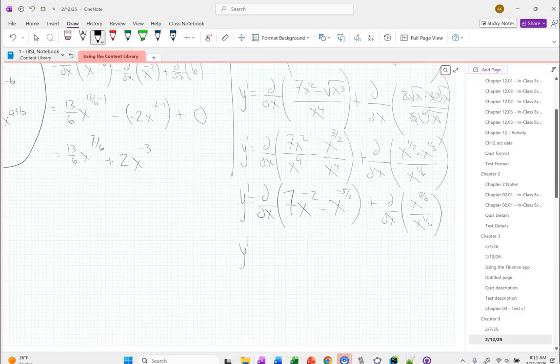All right. Let's continue. So I'm going to distribute the derivative operation through this one. Now that it's a subtraction problem, I notice I can distribute again. And at the same time, I'm going to pull the 7 out front.